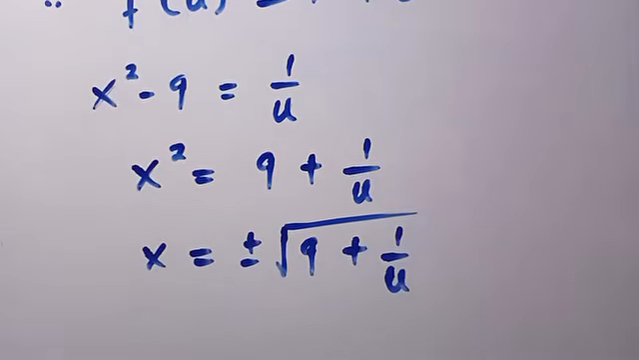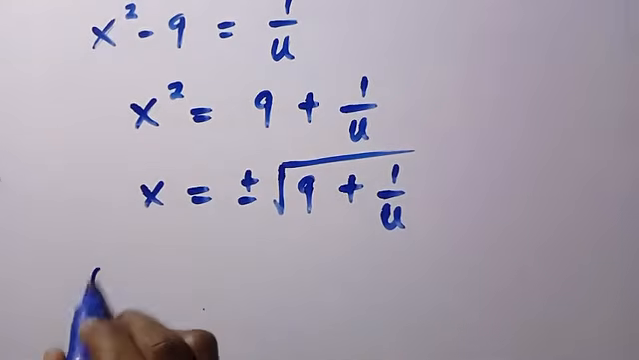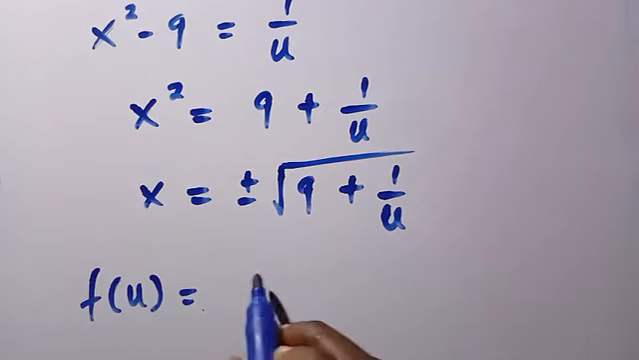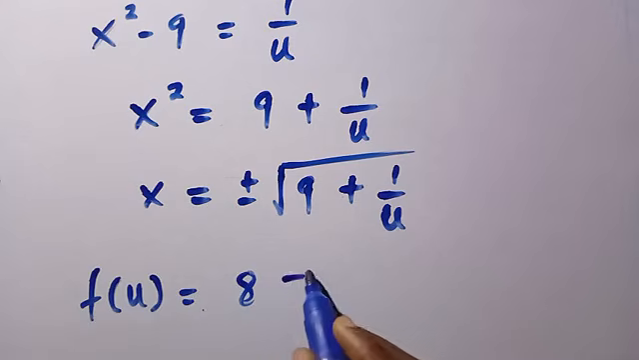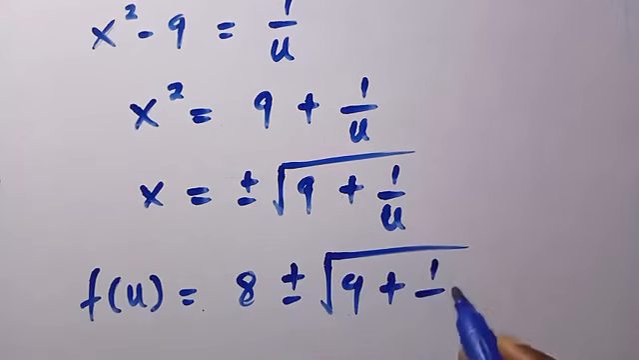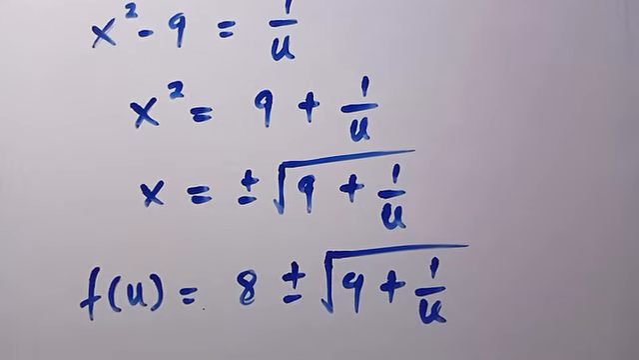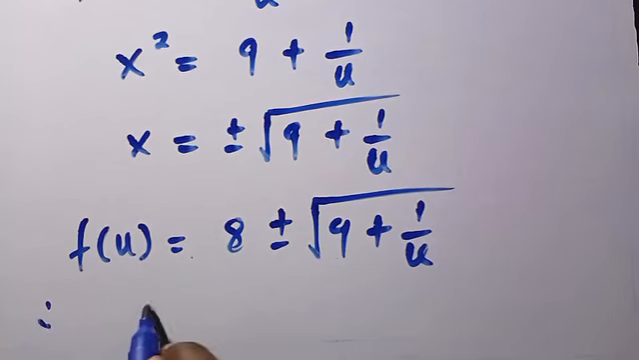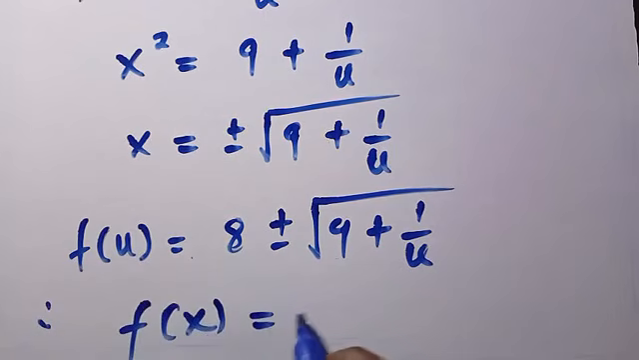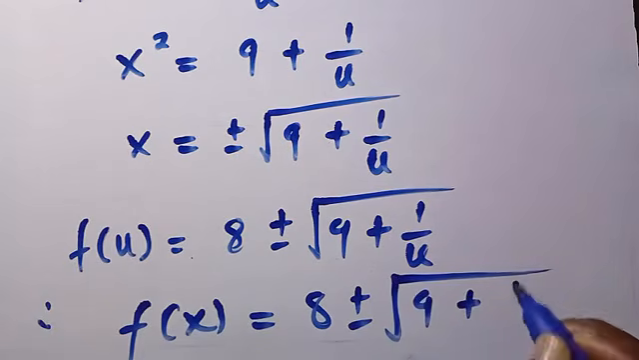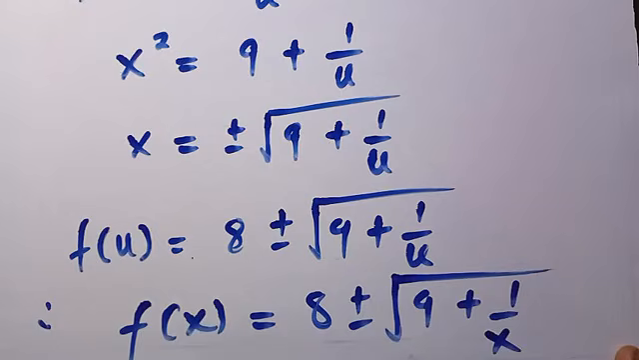So let's substitute back into f of u. We have f of u equals x, which is now 8 plus or minus the square root of 9 plus 1 divided by u. By interchanging u with x, since we have to find f of x, we therefore say f of x equals 8 plus or minus the square root of 9 plus 1 divided by x. But what is really happening here?